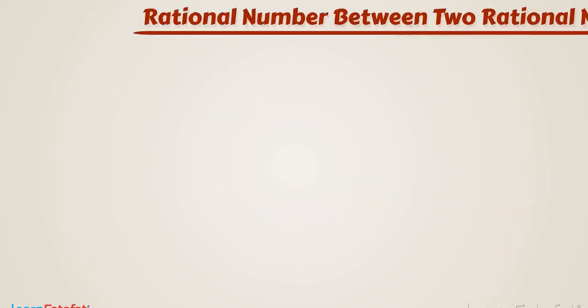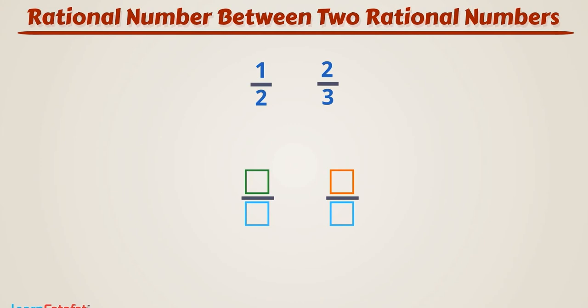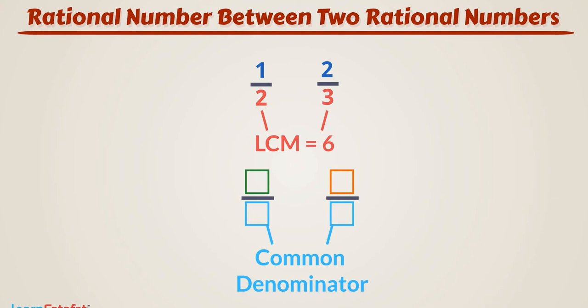Let's learn how to find rational number between two rational numbers without number line. Consider two rational numbers 1 by 2 and 2 by 3. For finding rational number between two rational numbers, we must have common denominator. So we must make the denominator same by using the knowledge of LCM. LCM of 2 and 3 is 6. So given fraction becomes 3 by 6 and 4 by 6.